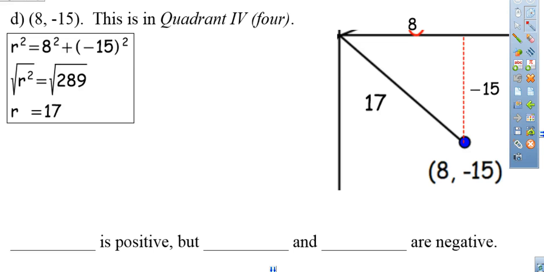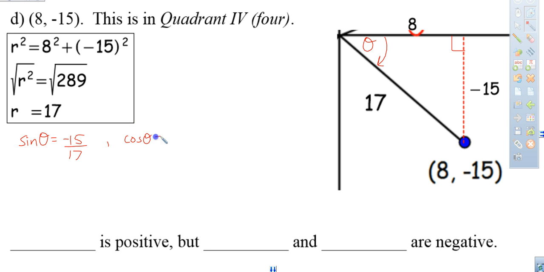Now, in the last quadrant, quadrant 4, this is in the bottom right-hand corner, so 8, -15 are the coordinates. So my triangle has a base of 8 and a height of -15, so I can draw a 90-degree angle there. And this is the angle theta that we are measuring. So I've calculated over here that the r value, or the hypotenuse, is 17. So let's take a look at the ratios. So sine of that angle would be opposite -15 over hypotenuse 17, which is negative.